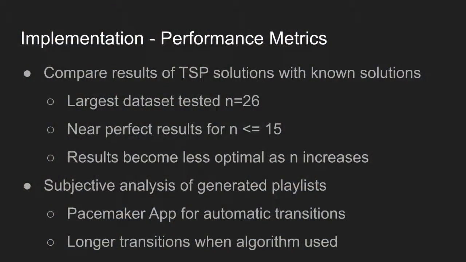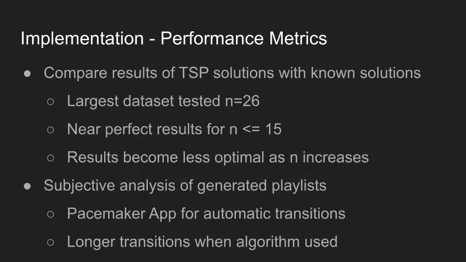So the implementation of the algorithm, I measured the results in 2 ways. The first way I did it is I inputted data associated with an already solved traveling salesman problem. I then compared the algorithm's output with the known solution to the problem. The largest data set I tested was n equals 26. For n less than or equal to 15, I got near perfect results. I tested 8 different data sets that were size n less than or equal to 15, and only one of them produced a path that was longer than the actual shortest path. And it was only 0.03% longer than the optimal path.